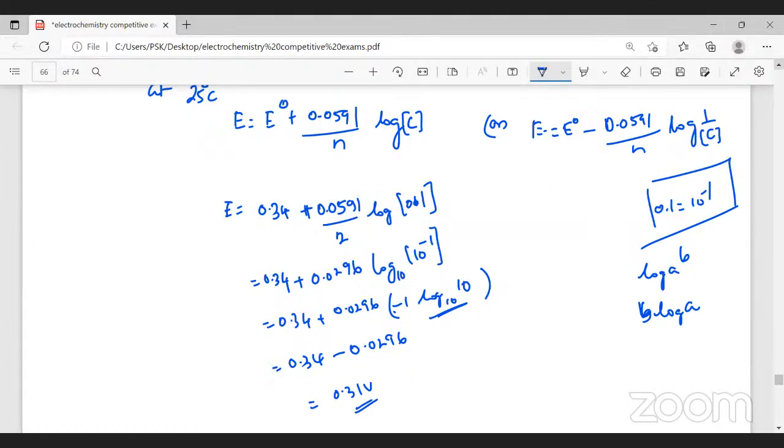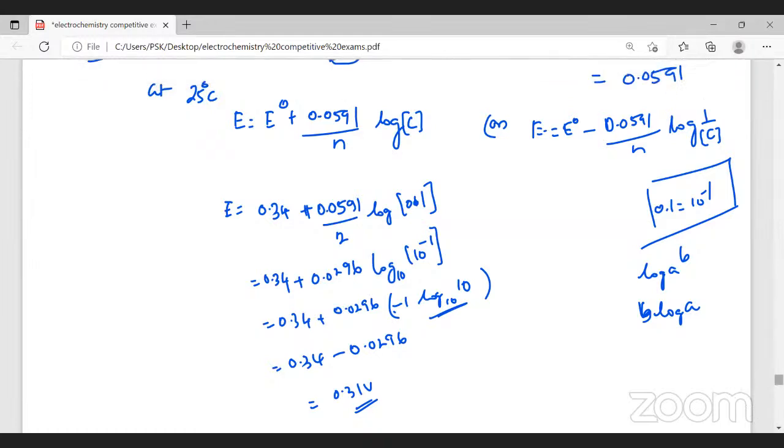Did you follow? Is this question clear? It is a regular 12th standard question also. You should know this formula to work out the problem. This is to calculate the single electrode potential. It is not to calculate the EMF of the cell. It is to calculate only the single electrode potential.